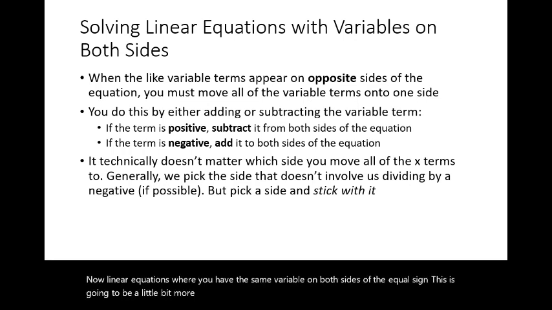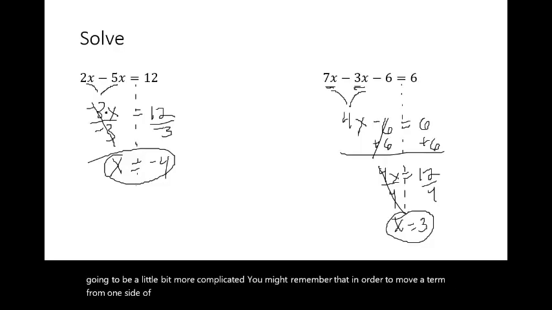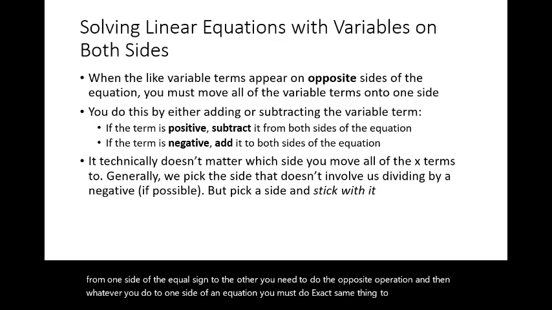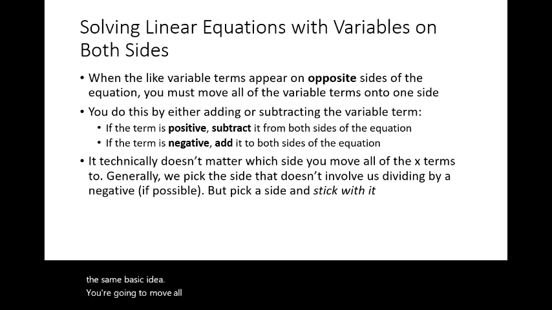You might remember that in order to move a term from one side of the equal sign to the other, you need to do the opposite operation, and then whatever you do to one side of an equation, you must do the exact same thing to the other. So if you want to move a variable term from one side of the equal sign to the other, it's going to be the same basic idea. You're going to move all of the terms onto one side of the equal sign and then combine them.